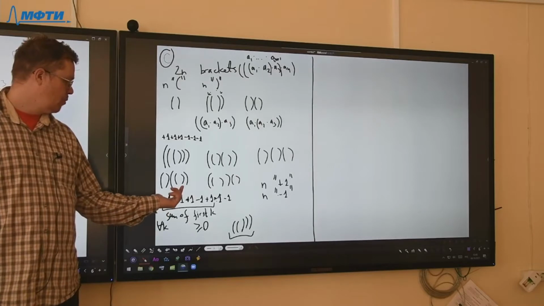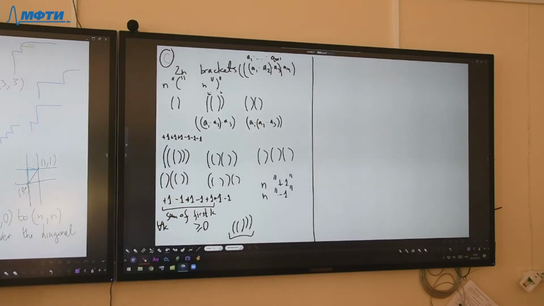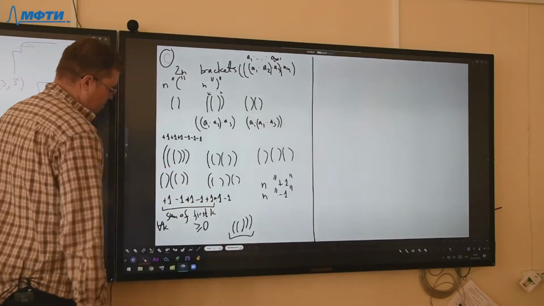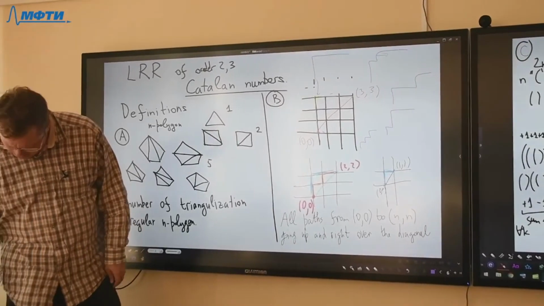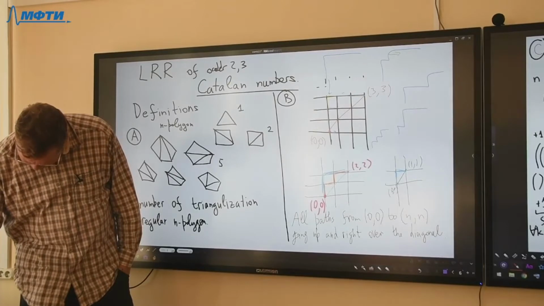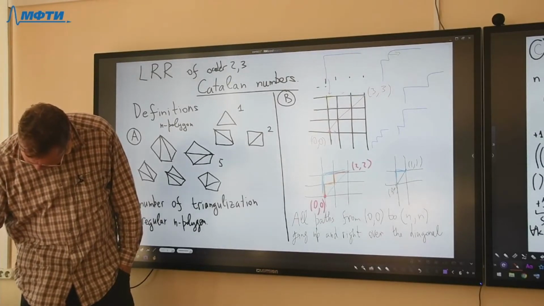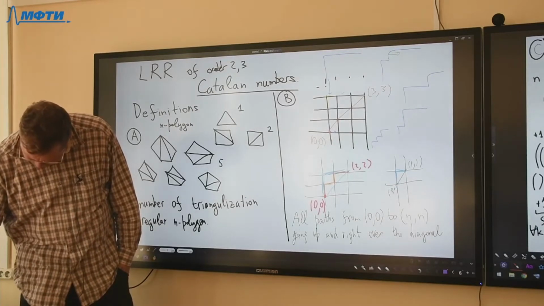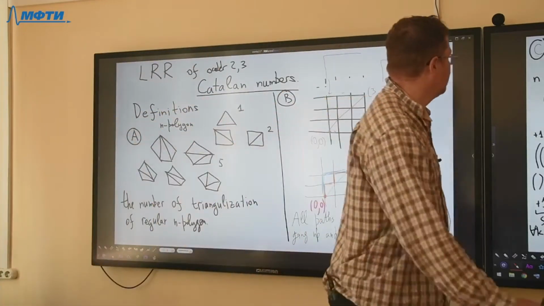And so if I know where the first bracket is ending, then I can calculate what is happening to the other brackets inside this and outside the first bracket. Okay? And maybe I will give another definition. Well, there are plenty of them. So, for example, from graph theory, it is the number of binary trees.